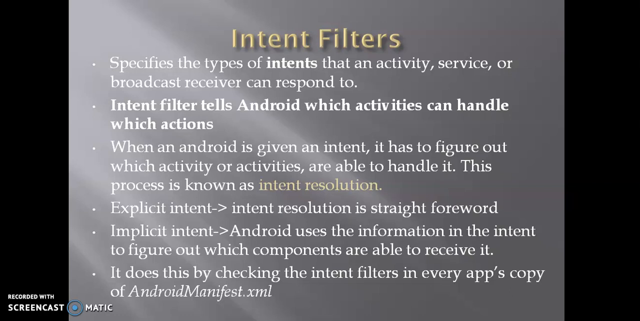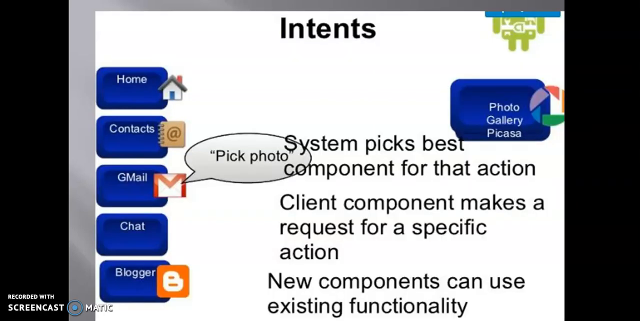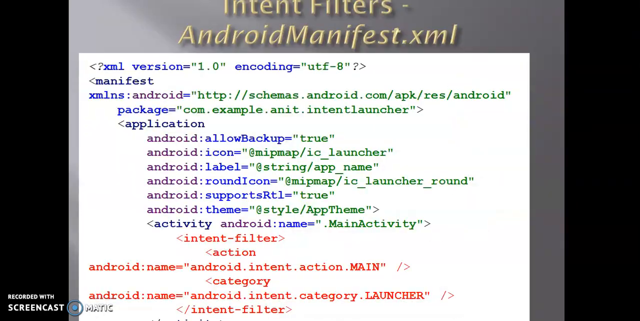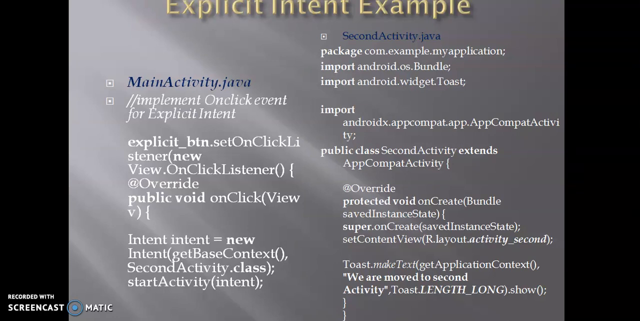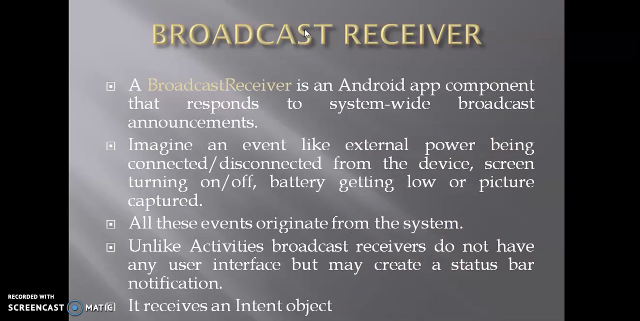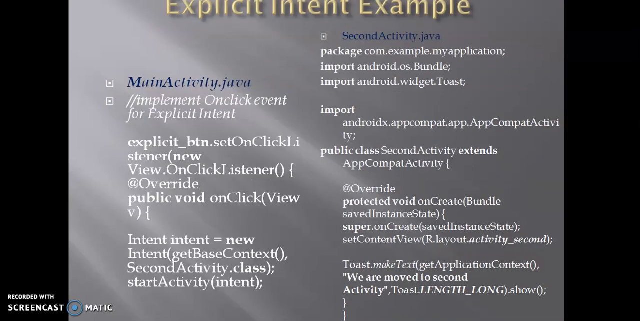and for implicit intent, Android uses the information in the intent to figure out which components are able to receive it, and we are checking this by checking the intent filters in every app's copy of the Android manifest file. So this is an example of an intent, and this is the manifest file.xml, and this is an example of an implicit intent, and this is another example of an explicit intent. Okay, so this is all about intents.